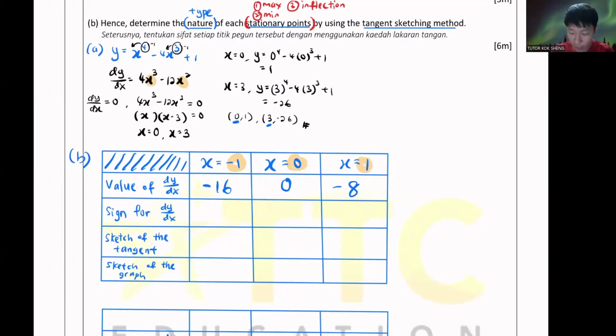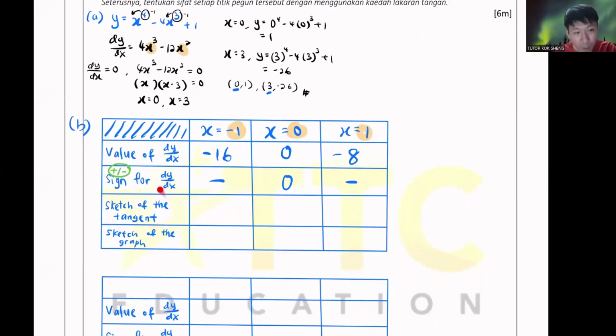Just very simple. Next, the sign for dy/dx, the positive or negative sign. There's a meaning for the sign here. So what is your answer? -16, right? This one is 0, correct? -8, right? Just put the sign on it. Good job.